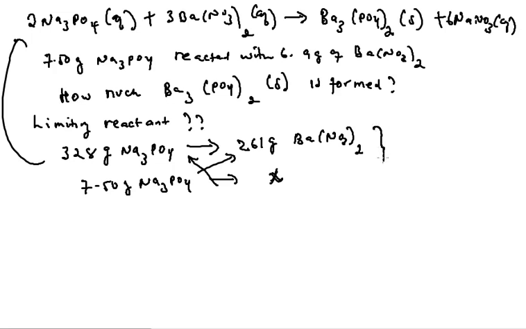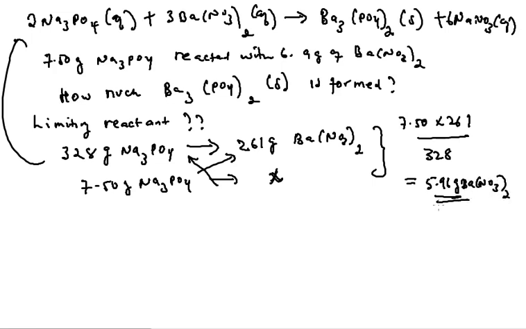So what I do is I'm going to multiply 7.50 by 261 divided by 328. So 7.5 times 261 divided by 328. Let's see what we get. I'm going to use my calculator. It gives me 5.96 grams of barium nitrate.